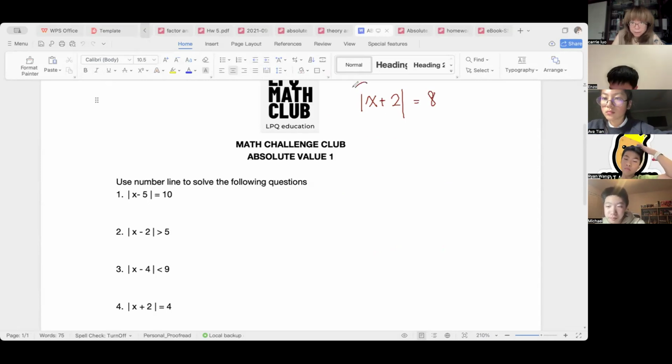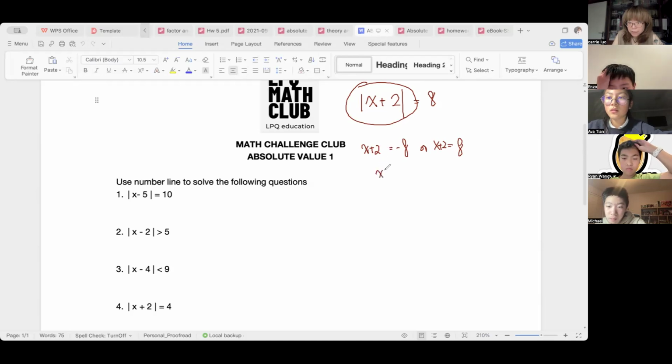Okay, so that's the same thing. You take this whole thing, x plus 2 equals negative 8, or x plus 2 equals positive 8. Do you understand me? We take this whole thing as negative 8 or 8. So what's next? x equals negative 10 or x equals 6.